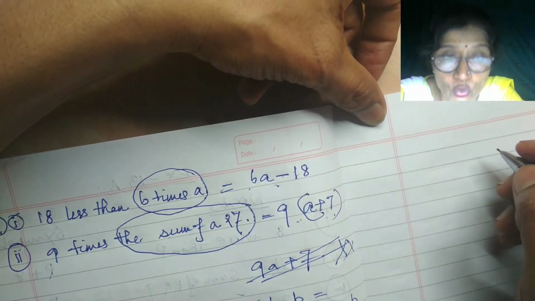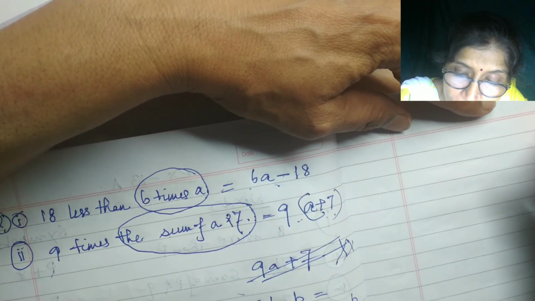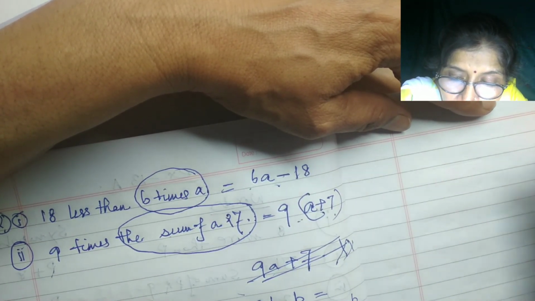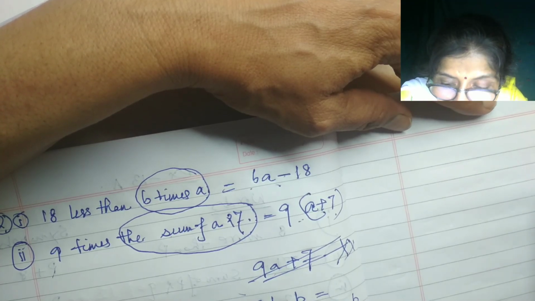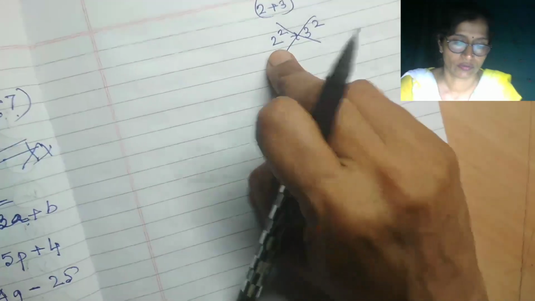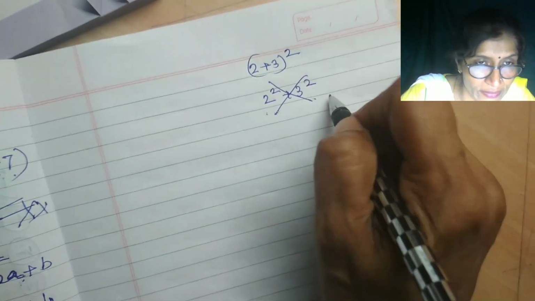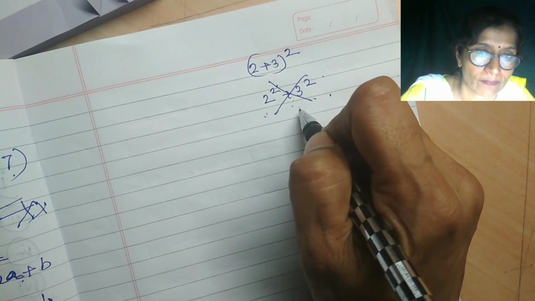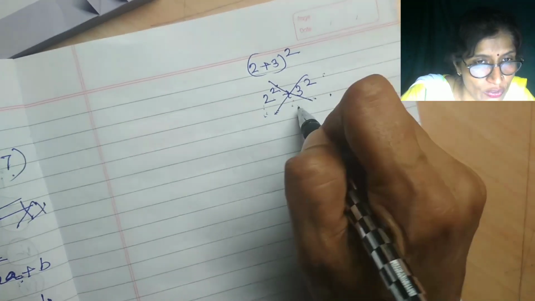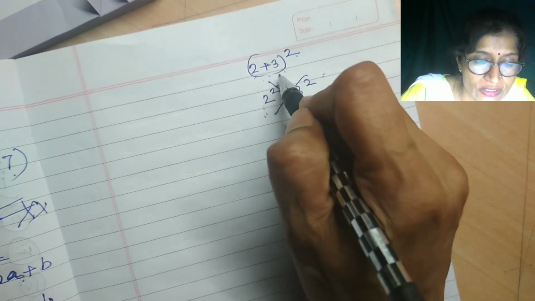Suppose I say to you the square of sum of 2 and 3. The square of what? The sum of 2 plus 3. So 2 plus 3 whole square. You can't write it 2 square plus 3 square. This is wrong. This is not the square of sum of 2 and 3. This is square of 2 added to square of 3. But when I say square of sum of 2 and 3, then it is 2 plus 3 whole square.